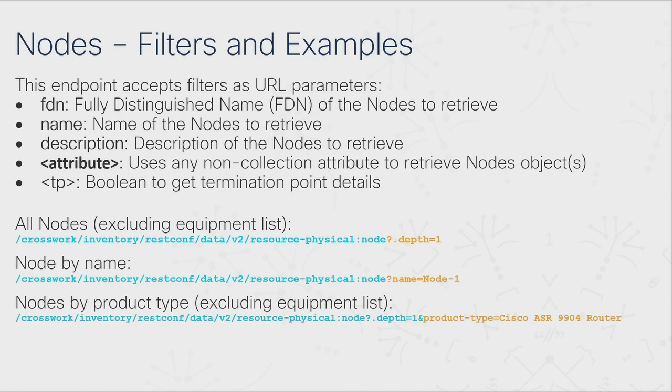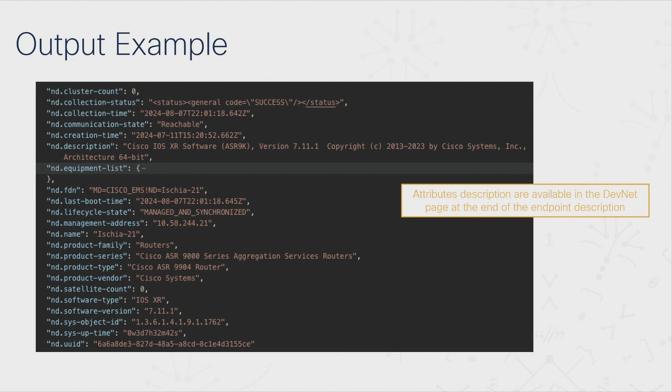This is an example output where we see a long list of attributes like the device name, the device platform. As you can see here, we have the FDN in the center of this output. Then we have a software version and so on. All those attributes, by the way, just to remind you, are described on the DevNet page.